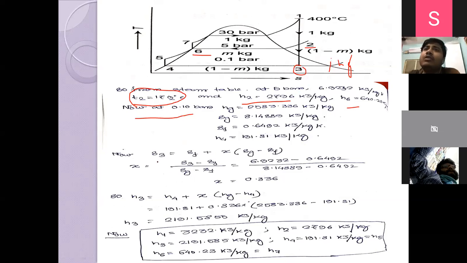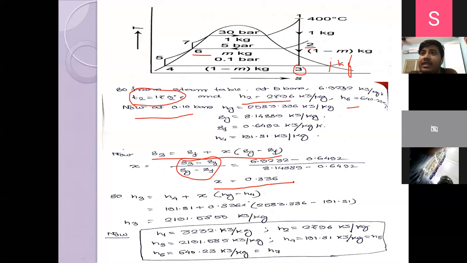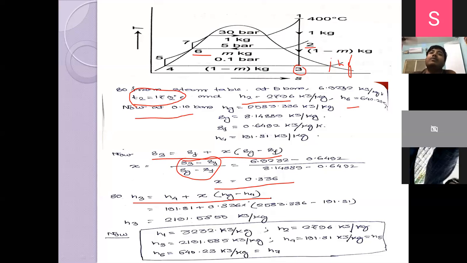Now we will use the same concept that we used in the Rankine cycle, the same formula, to find out the quality. What is the formula? This is the formula: S3 is equal to Sf plus X into Sg minus Sf. All the data are given, and whatever is not given we have taken from the steam table. Putting all these values we get X as 0.836. Now similarly we will use the same formula to find out H3. H3 is equal to H4 plus X into Hg minus H4. Putting all these values, H3 will come like this.